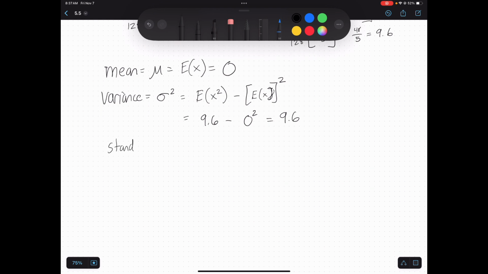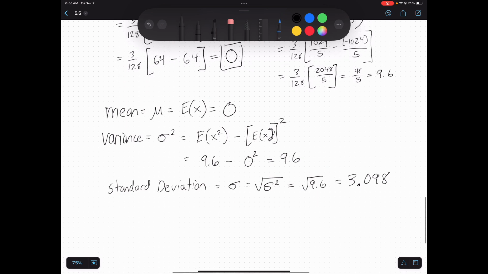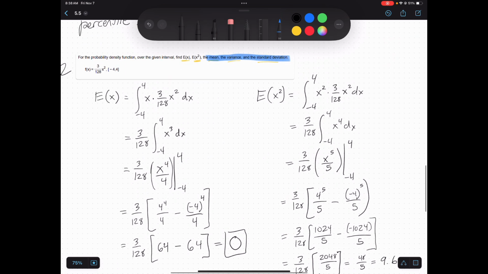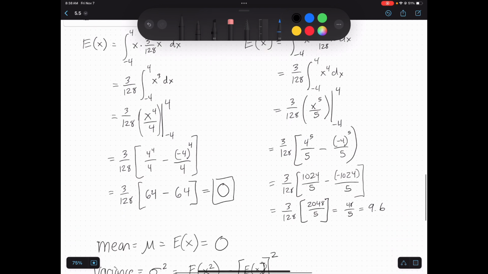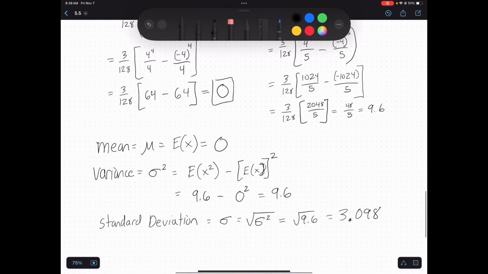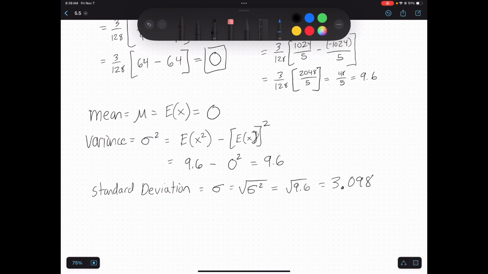Your standard deviation is just the square root of the variance. So I get the square root of 9.6, which is equal to 3.098. Perfect. What's nice is with this one, I didn't have to use integration by parts because my probability density function was just a squared function. But I found E of x, I found E of x squared, and I used those to calculate the mean, the variance, and the standard deviation.